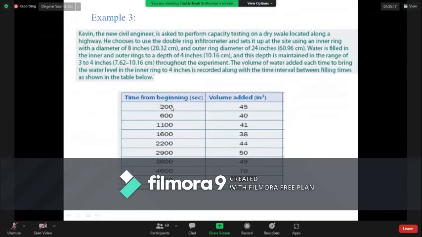For the first reading, it's 200 seconds. For the next reading, 600 minus 200 is 400 seconds. For the next reading, 1100 minus 600 is 500. So likewise, you first calculate the time interval. The area is common for all. So first you calculate the area, then divide the volume by that value and calculate the infiltration rate.